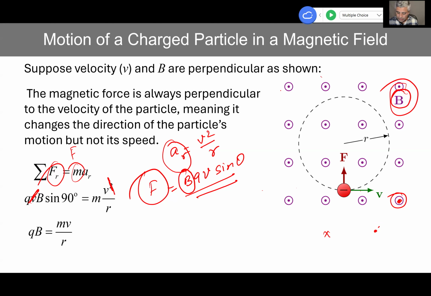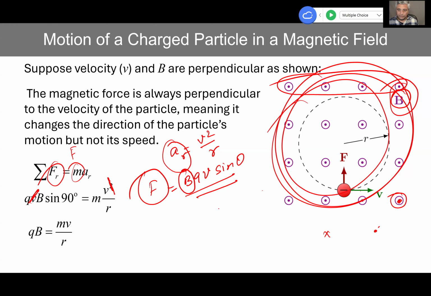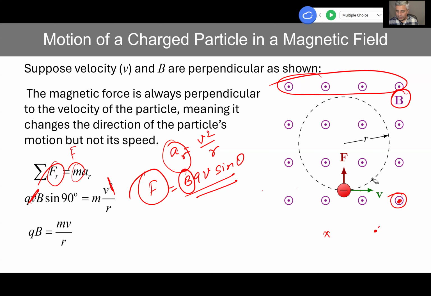So these are the fields denoted by these dots. It means there is a field everywhere, and the value of that field is B, and the direction is coming up. That's what this diagram means, and that's how we need to read it.